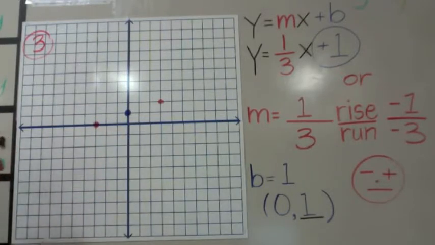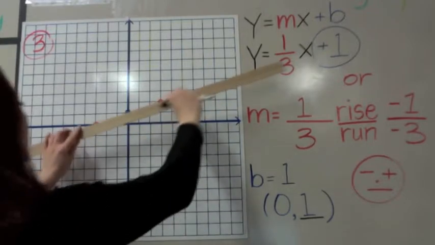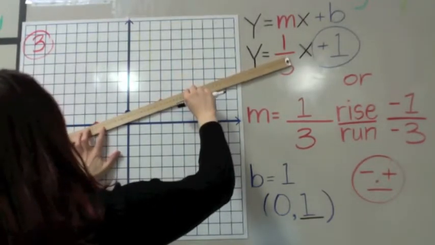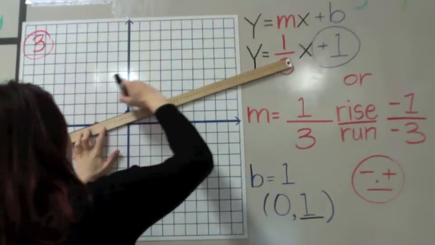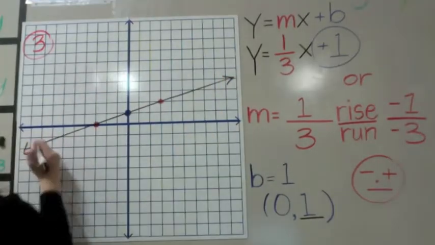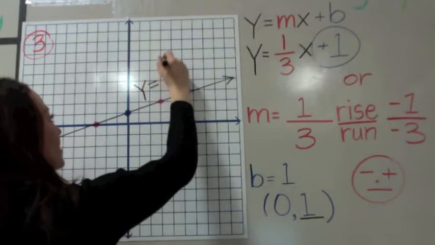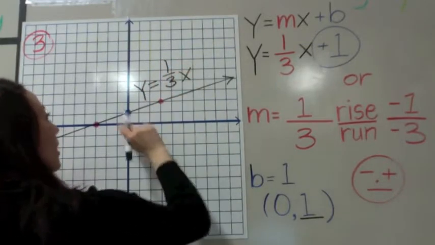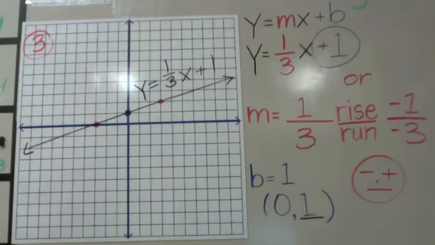Now, what's the next step? Obviously, we're making a line. We're graphing a line based on an equation. That's the whole point of what we're doing. So connect the points with a line. Make sure you have arrows going in both directions. And the equation for this line that we just graphed is y equals, what was the slope? 1/3 x, and the y-intercept was positive 1. Go ahead and get that down.